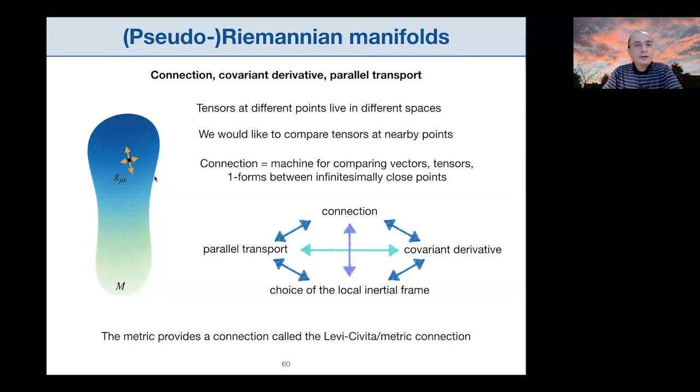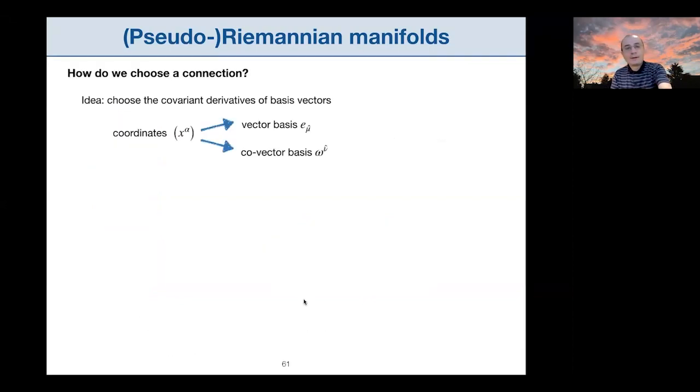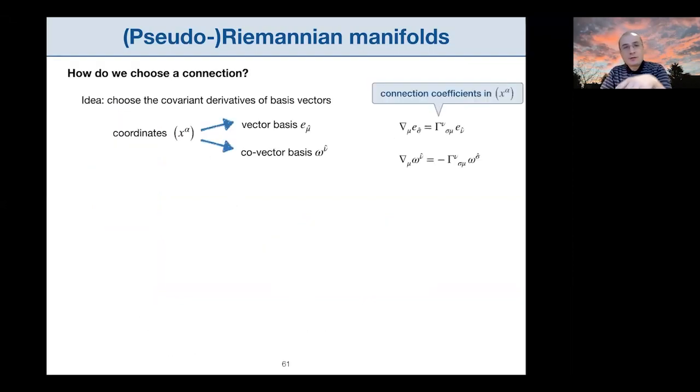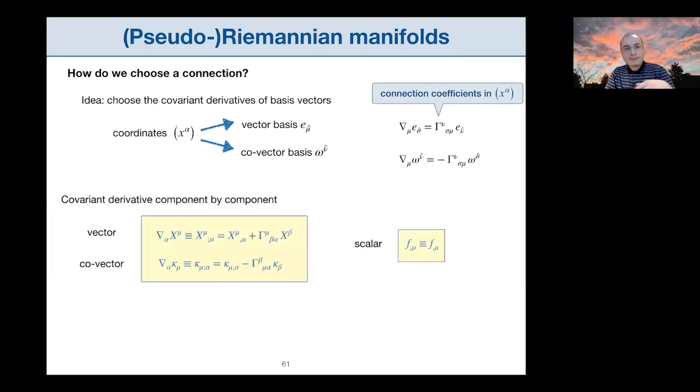It turns out that if we have a metric on our manifold, we already have a separate connection called the Levi-Civita or metric connection. We discussed how we choose a connection. Basically, we take a vector basis, typically a coordinate basis of vectors. We assume that the covariant derivatives in all possible directions are given by some combination of these vectors. And we call the combination coefficients the connection coefficients.